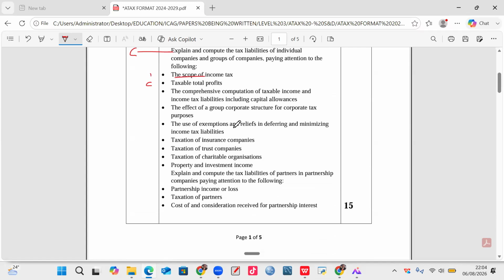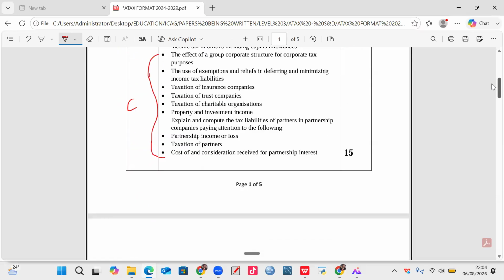So the use of exemptions and relief, theories. Effects of group corporate structure for corporate tax purposes. This one could be the comprehensive computation. This is computational. This could be theories. All here, they could be computational. Are you getting it? So we have to go to the exam hall prepared.